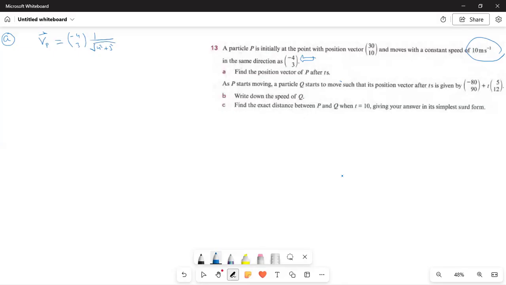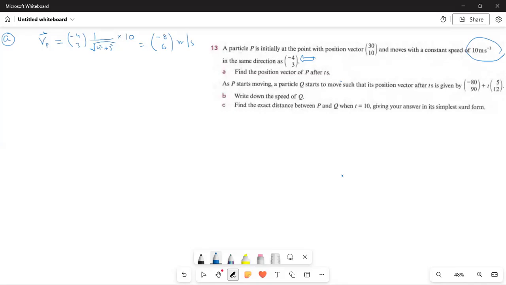When you multiply this unit vector by the speed, which is 10, right? Now, this whole thing is going to be 5 times, 10 over 5 is 2, so I have (-8, 6). This is a vector, in meters per second. So this is the velocity vector.